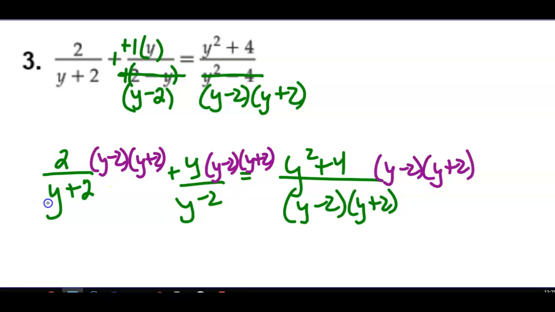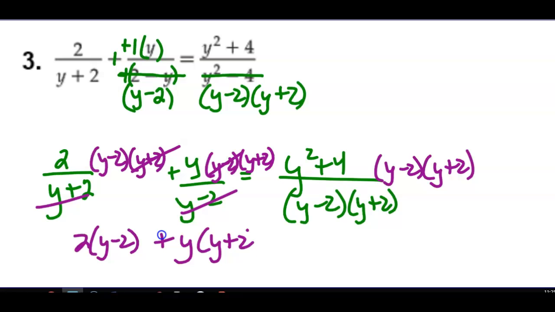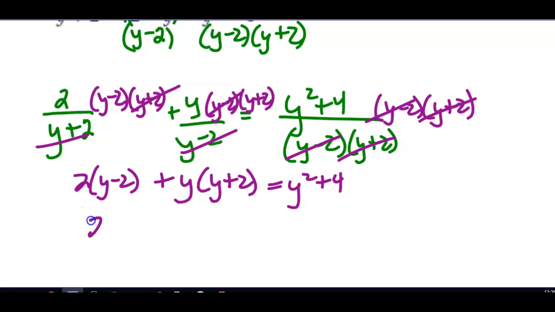All right, here the y plus 2's will divide out and we're left with a 2 and a y minus 2. Here the y minus 2's will divide out. We're left with a y and a y plus 2. Here the y minus 2's and the y plus 2's will cancel and we're left with a y squared plus 4. Distribute.